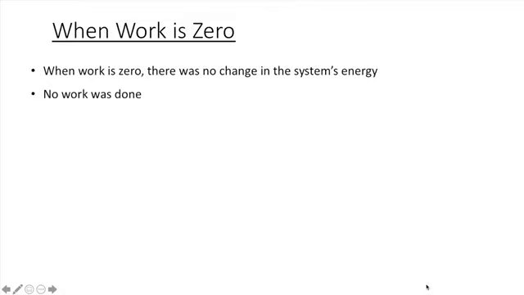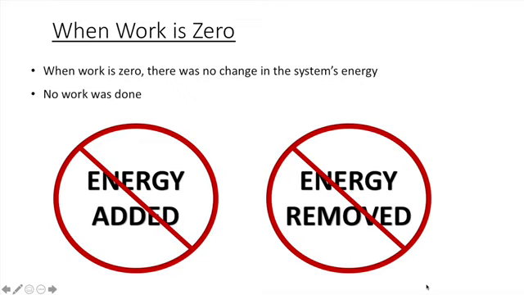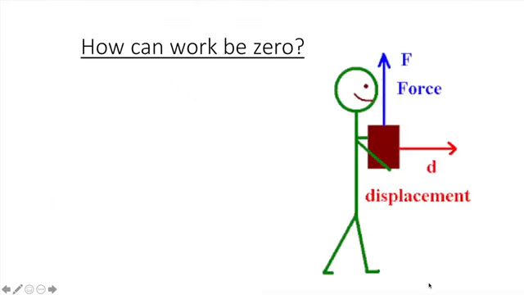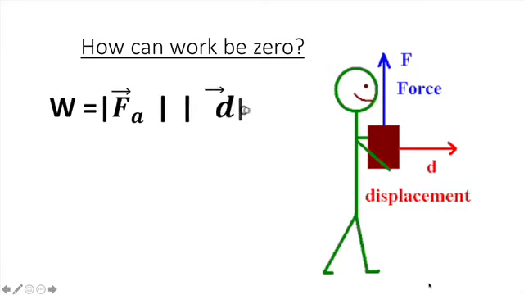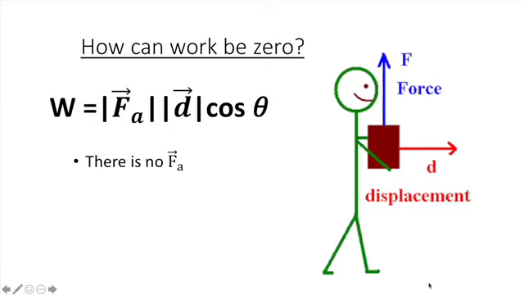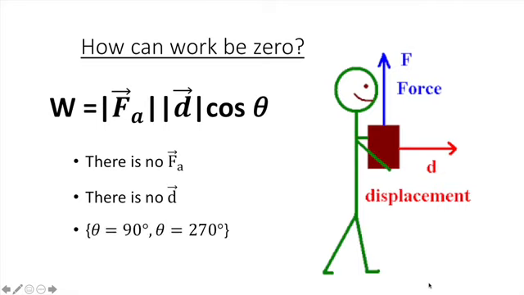Lastly, work can also be zero, meaning there was no change in the system's energy, so no energy was added or removed. Therefore, no work was done. So, how can work be zero? Since we're talking about multiplication here, for work to be zero, one of the numbers involved in the equation has to be zero. So there has to be no force, no displacement caused by that force, or theta has to equal 90 degrees or 270 degrees, making cos theta equal 0.